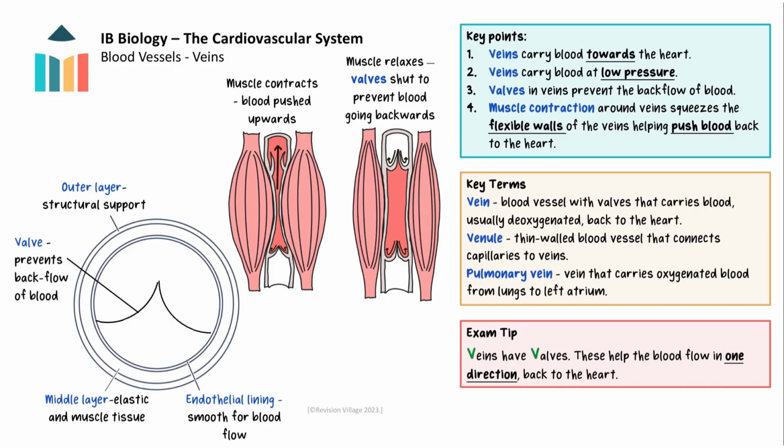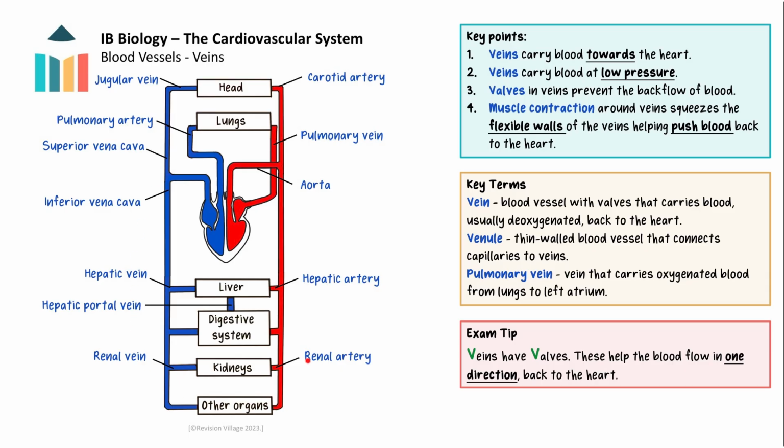This diagram shows some of the major blood vessels of the body: the hepatic artery, which leads to the capillaries of the liver, and the hepatic vein that leads away from the capillary bed of the liver; the renal artery and vein, which lead to and from the kidneys; the pulmonary artery and vein to and from the lungs; and the carotid artery leading to the head, and the jugular vein carrying the blood back from the head. These arteries are branching from the aorta, and the veins are leading back to the inferior or superior vena cava.